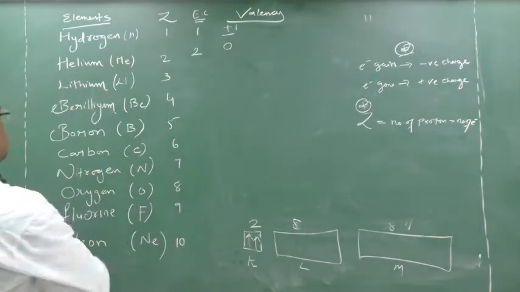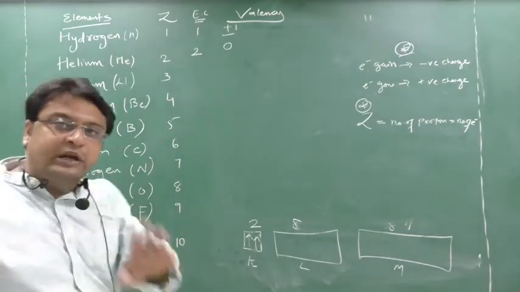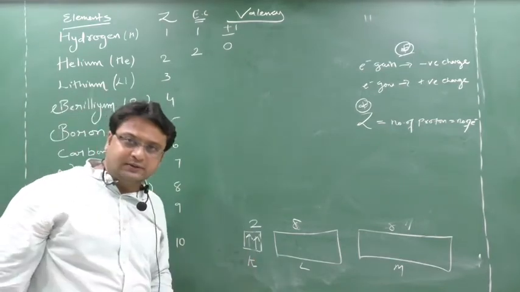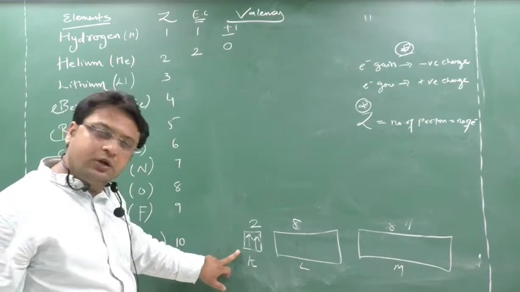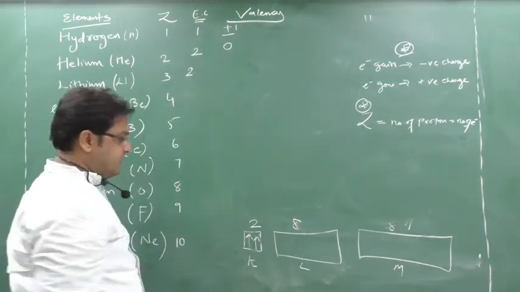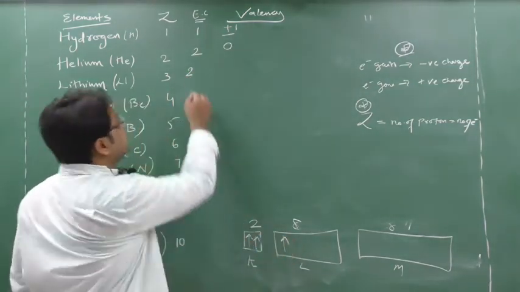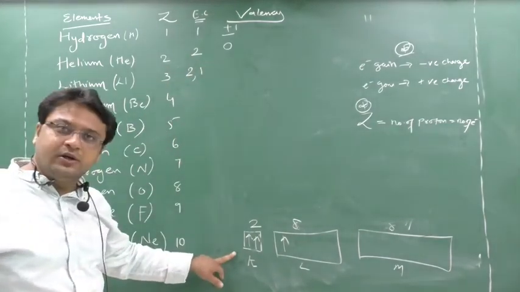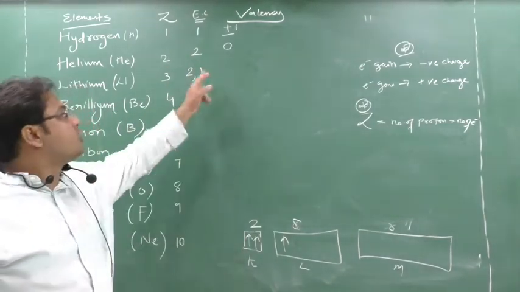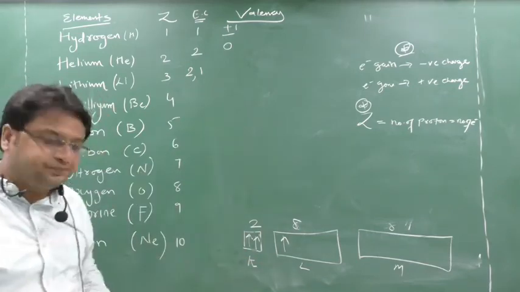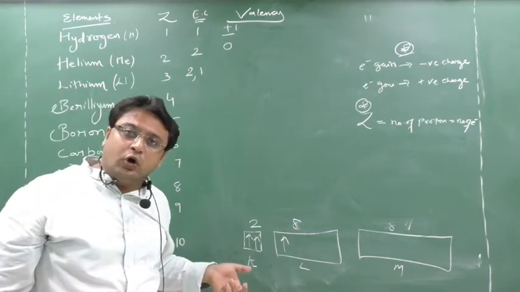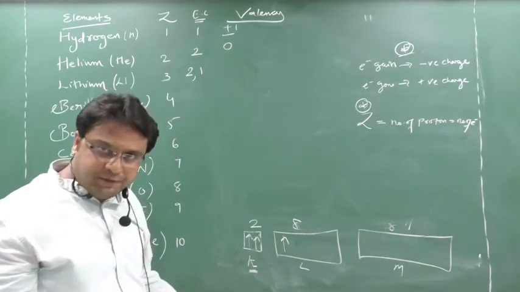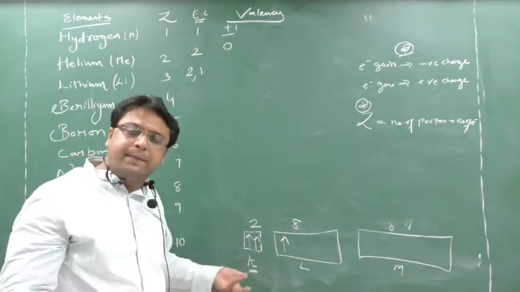Now, next comes lithium. So lithium, how many persons are there? 3 persons. Yes or no? So 3 persons will come to the hotel. Now in the first room, how many? 2. And in the second room, 1. So this is the electronic configuration. First room, how many? 2, satisfied. Second room, how many? 1. Now, the hotel owner will not have a problem with the first room. Why? Because the first room requires 2, 2 are there, happy and good.